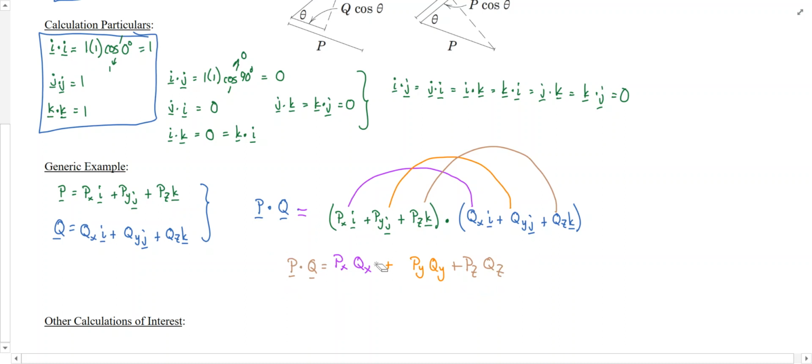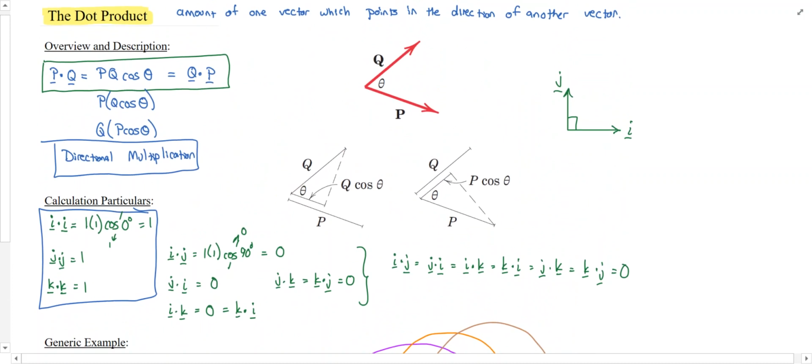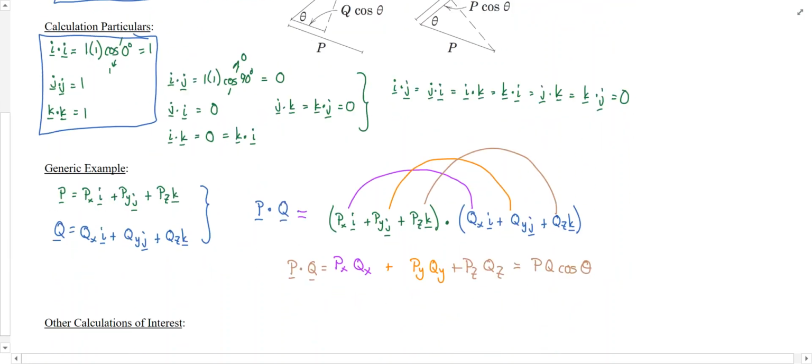And that sum right there is going to equal PQ times the cosine of the angle between them. Which means that if you wanted the angle between the two vectors, then you could say that the cosine of theta is equal to P dot Q over PQ. So that would give you the angle between any two vectors that you had. 2 space, 3 space, it wouldn't matter. So just execute the dot product.